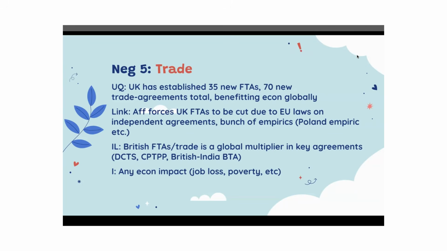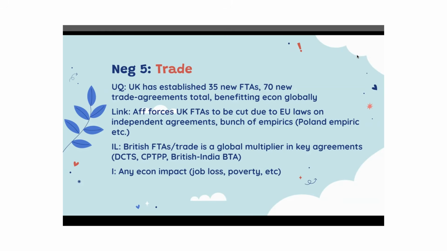Internal link, pretty intuitive in my opinion. British FTAs and trade are a global multiplier in key agreements. I think we touched on this earlier. Things like the CPTPP, the DCTS, which is the UK's Developing Countries Trading Scheme, which could definitely lead to some more lay impacts later on, and the British India BTA are all big trade agreements that the UK has right now that would presumably not be able to continue in a post-affirmative world.